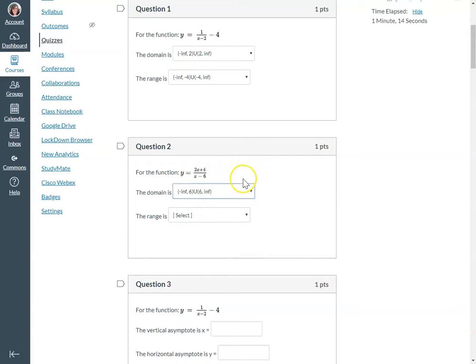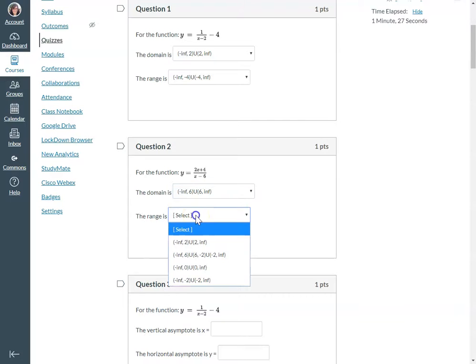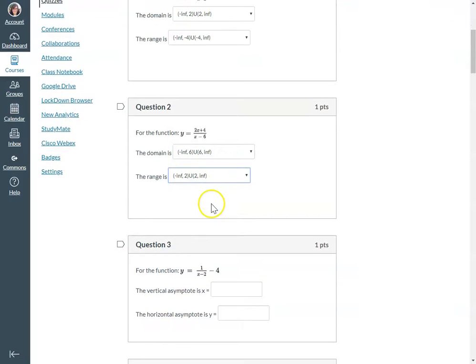For my range, when I don't have a number at the end, I look at the coefficients in front of my variable. I have a 2 and a 1, and I just divide them. So 2 divided by 1 is 2. So here I'm looking for the one with a positive 2, which is right here.